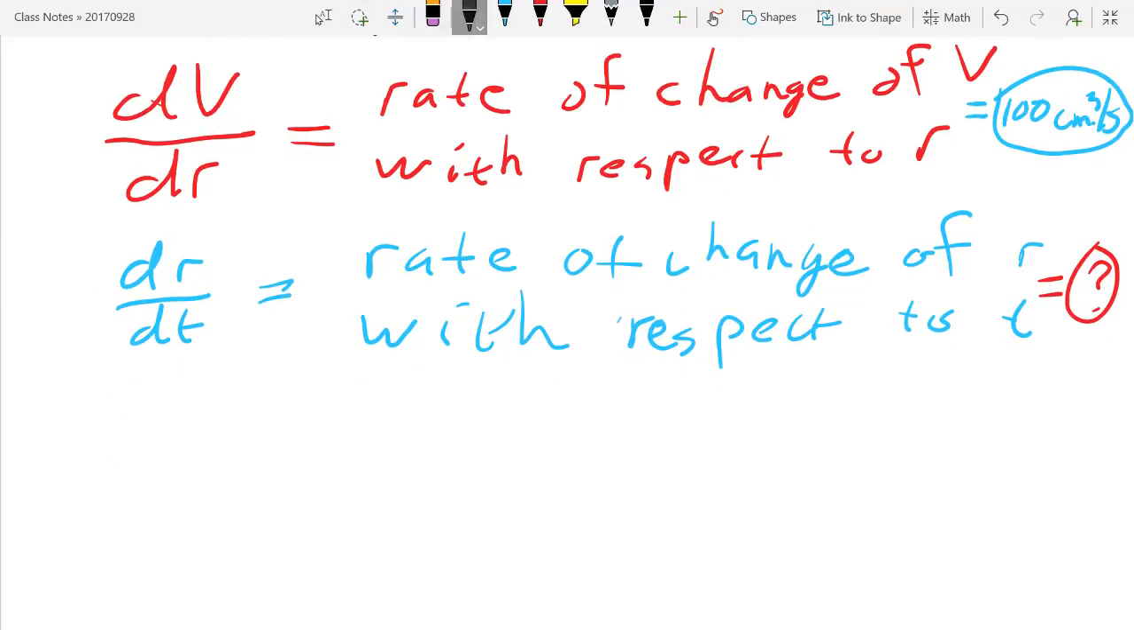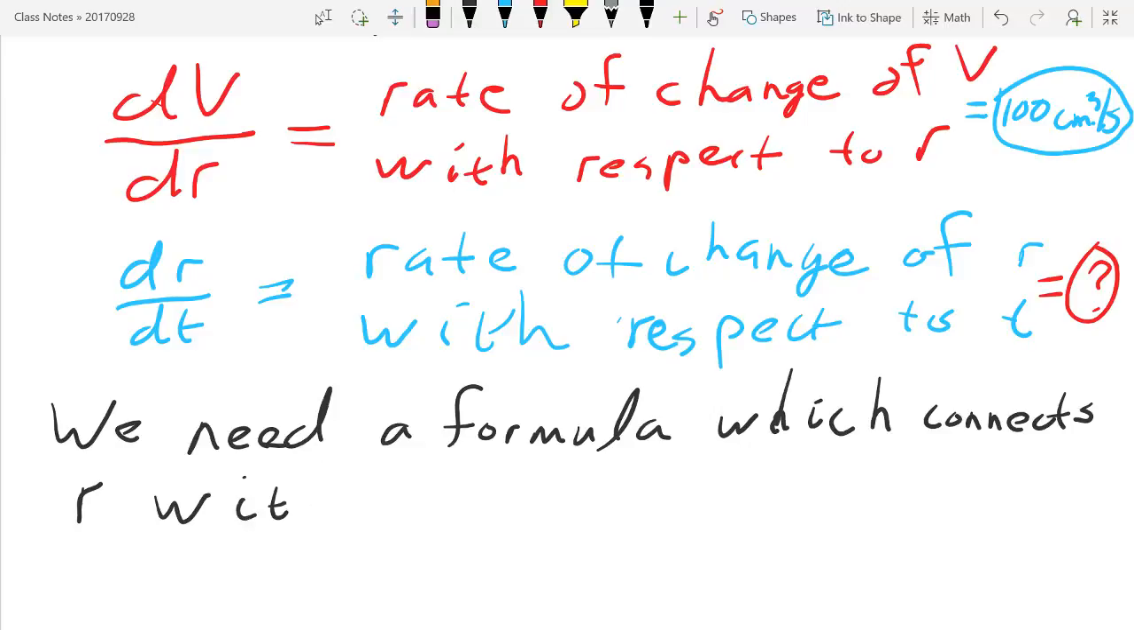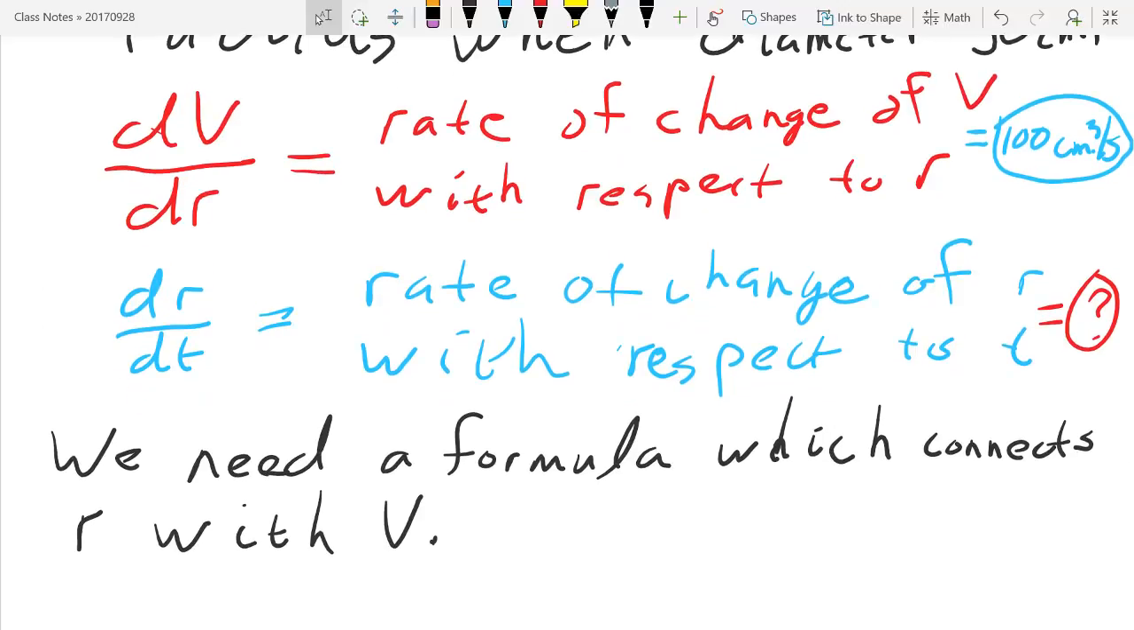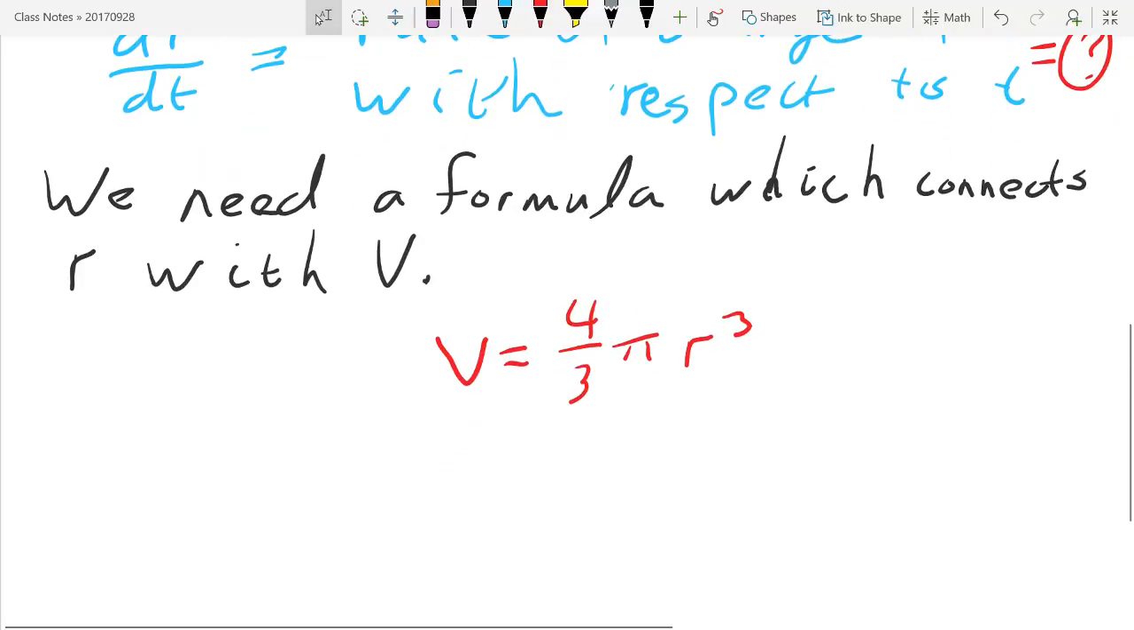Okay, so the next part we need is a formula which connects r with V. Is there a formula that has r and V both in it at the same time? Probably not a formula we have on the top of our head, right? All the volume formulas and all that stuff. But the volume formula for the sphere uses radius within the calculation of volume. So volume V is 4/3 pi r cubed. Okay, so this is the formula we need to have.